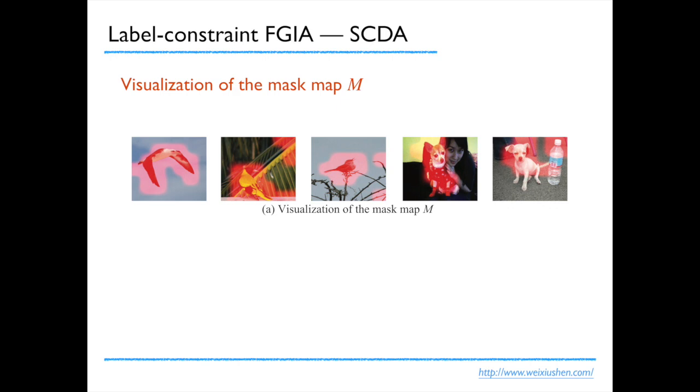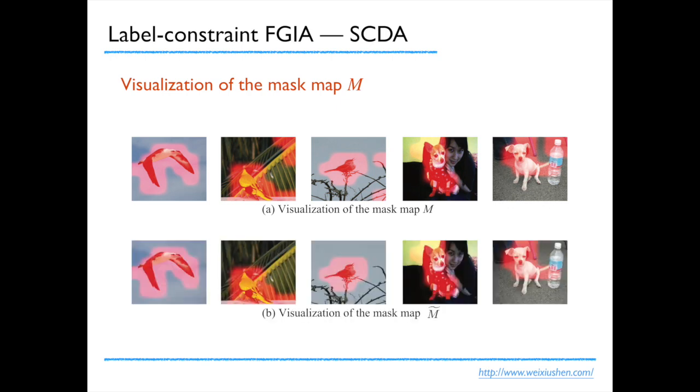We can see that the main object can be accurately located, but some small backgrounds or noisy parts are also located. We further develop a flood-fill algorithm to discard these small backgrounds or noisy parts, and we keep the main objects, which are highlighted in red.